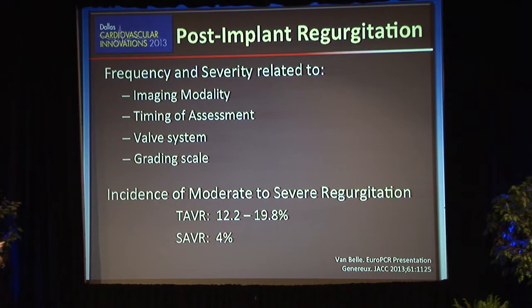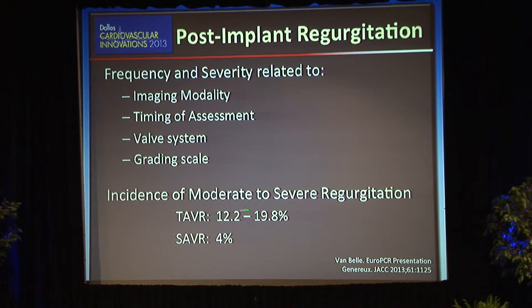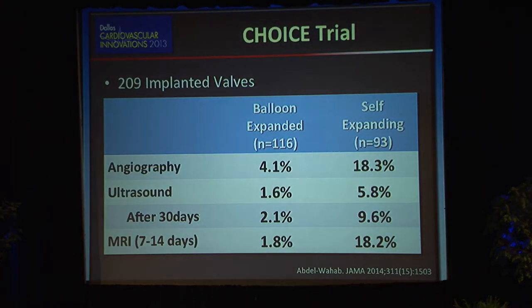And then there is some variable incidence in TAVR of moderate to severe regurgitation after implant. It's 12 to 20% depending on the valve type that goes in. This is where the CHOICE trial is helpful. It gives, as Mike showed, drastically different numbers for angiography, not so different for ultrasound. And 30 days after, they stay somewhat similar, maybe a little worse, especially for the self-expanding valve. And MRI is similar to the angiography measures.